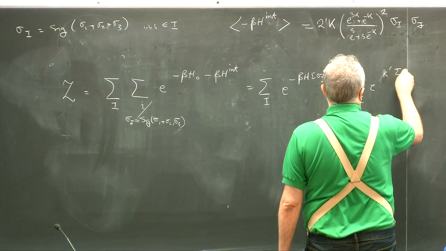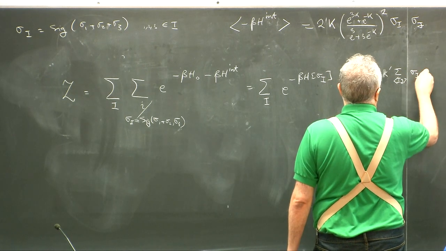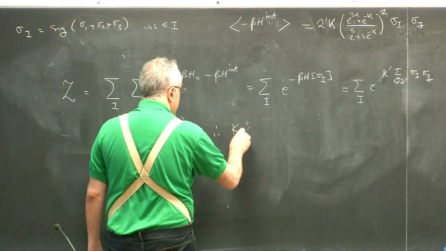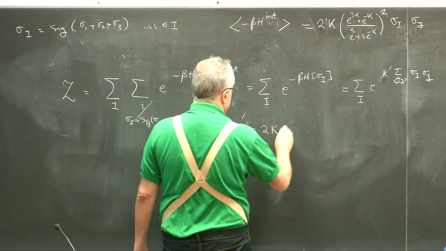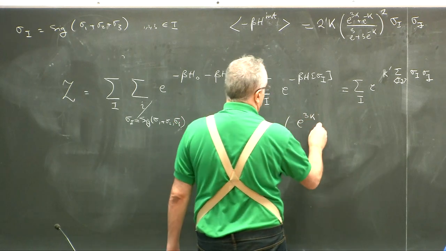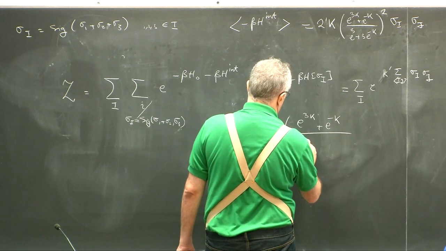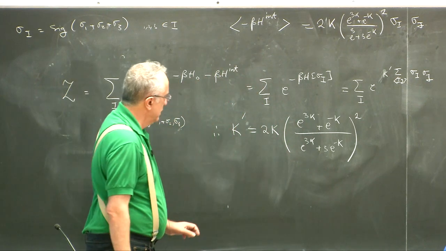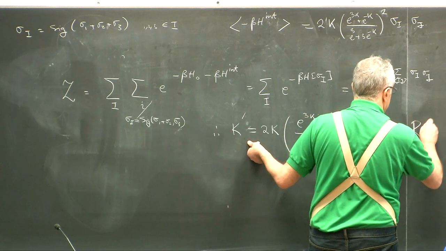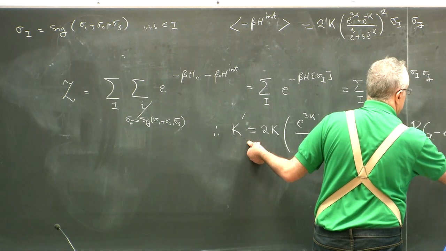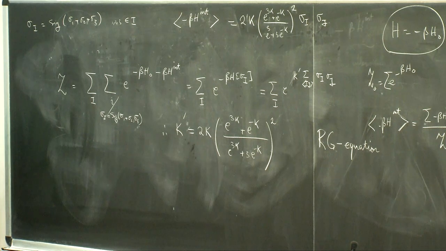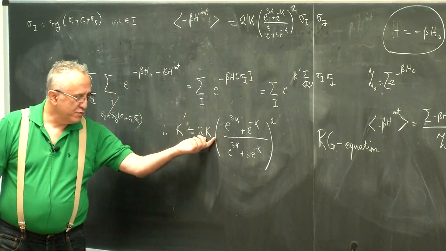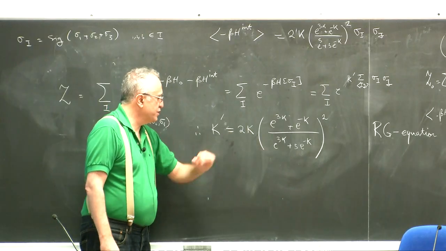So this is now in this shape. Hence, I can say that the new coupling constant is related to the old coupling constant by this formula. This is my RG equation. What does it say? It says that by the block-spin summation of Kadanoff on a triangular lattice, the shape of the Ising Hamiltonian doesn't change, but the coupling constant changes, and it changes by this law.